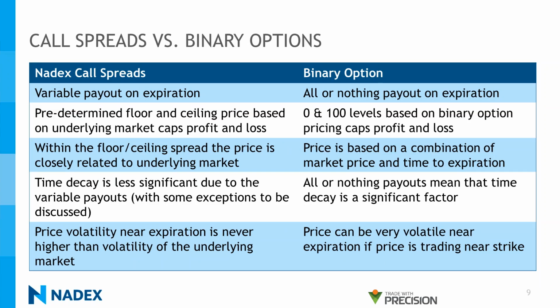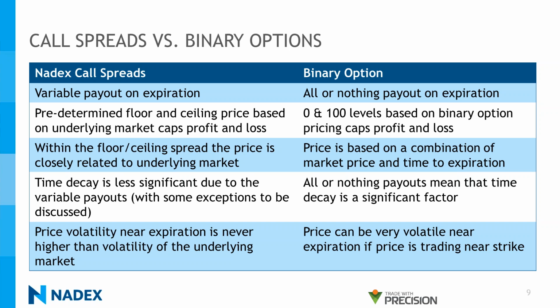So let's go ahead and talk about some of the differences between call spreads and binary options. One of the major differences between these two contracts is certainly the payout model. Okay, so call spreads have a variable payout structure, while binaries are an all or nothing proposition at expiration.